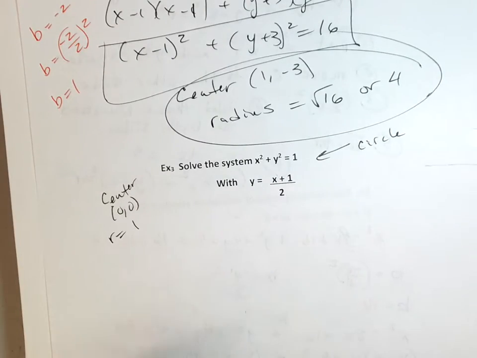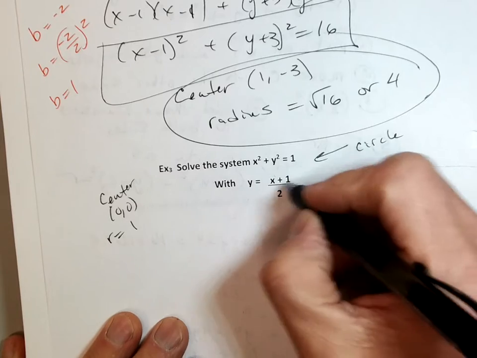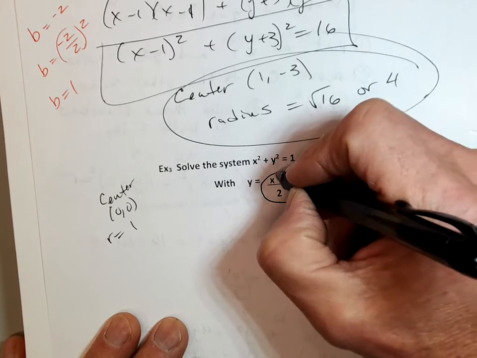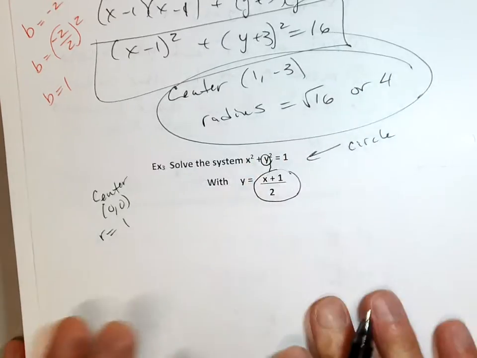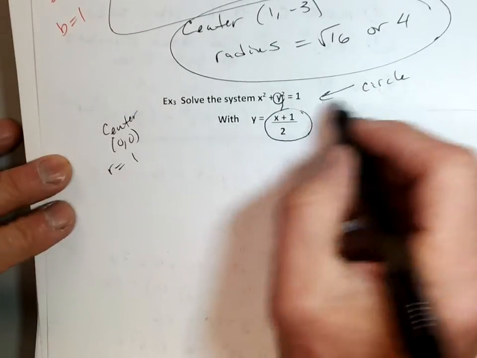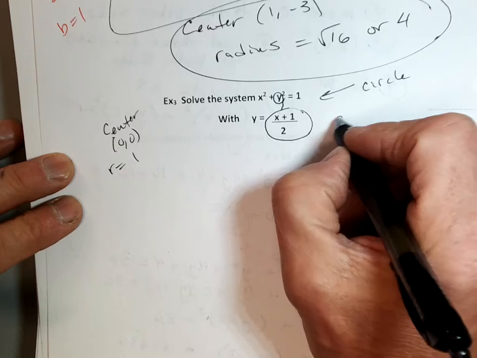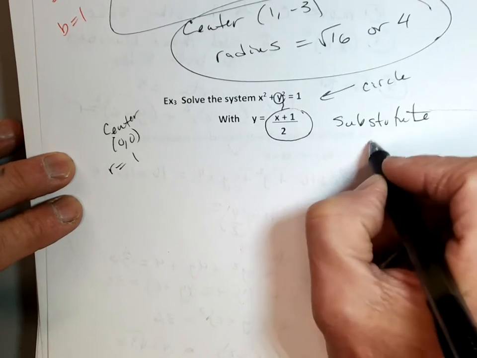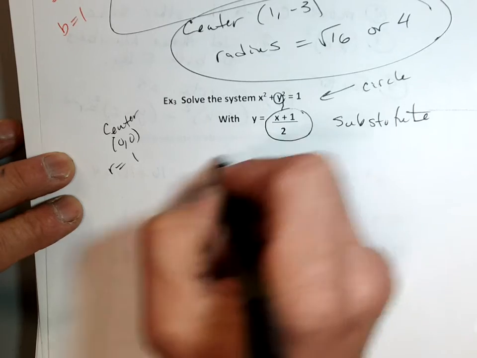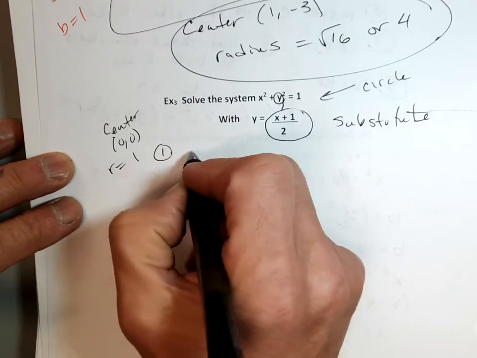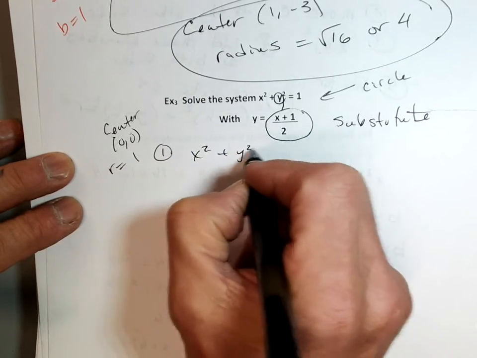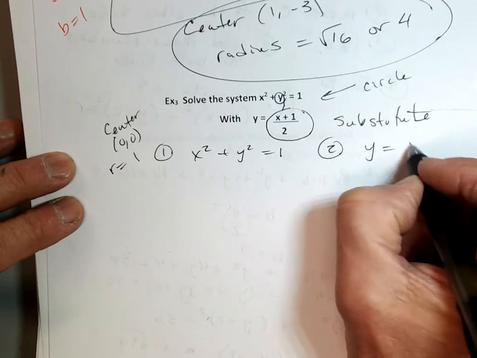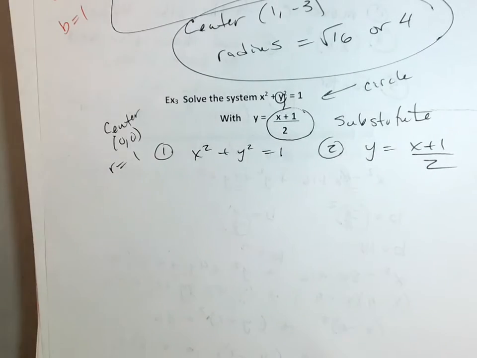All right, so I'm going to do a substitution. If y is equal to x plus 1 over 2, I'm going to substitute this value in. So I'm going to rewrite equation 1, x squared plus y squared equals 1, and equation 2, y equals x plus 1 over 2. So I'm going to make a substitution.